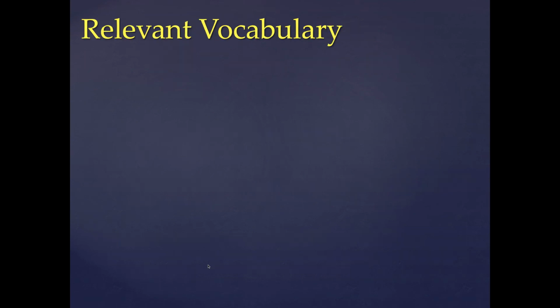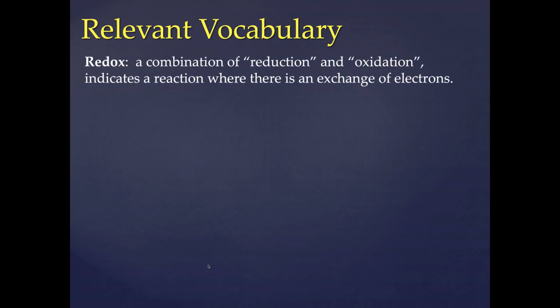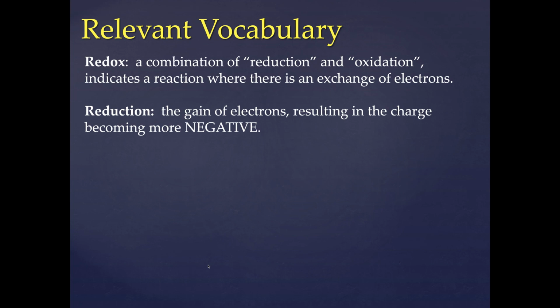So, some relevant vocabulary to help you get started for today. First of all, redox, again, is a combination of reduction and oxidation, which indicates a change where there is an exchange of electrons. Someone's losing them, someone's gaining them. Reduction is the gain of electrons, resulting in the charge becoming more negative. The word reduction is referring to what's happening to the charge.